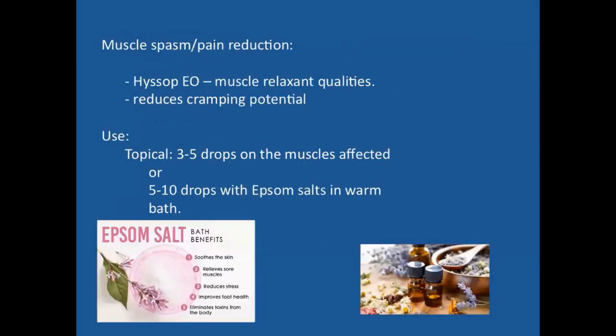It can help reduce muscle spasms or pain. So this could be good after an athletic event or working in the backyard too hard. So the hyssop essential oil can help the muscles relax and prevent cramping. You can use it topically, 3 to 5 drops on the muscles affected, or you can use 5 to 10 drops with the Epsom salt soak in a warm bath.